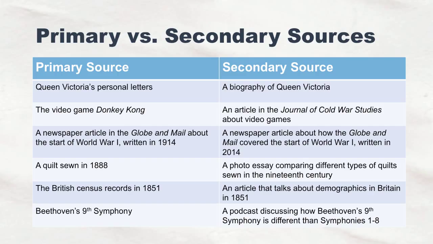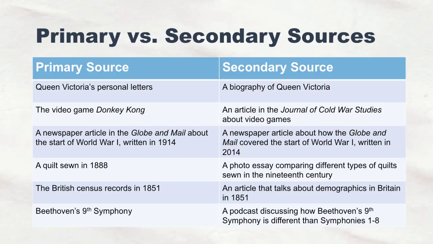This example about newspaper articles is a little bit more complex, because many people would automatically think that a newspaper article is a primary source, but here is a way to make it a little more complicated. A newspaper article in the Globe and Mail about the start of World War I, written in 1914, is a primary source because World War I started in 1914, so it's created at the time of the event. If we're studying 1914, that's going to be a primary source for us.